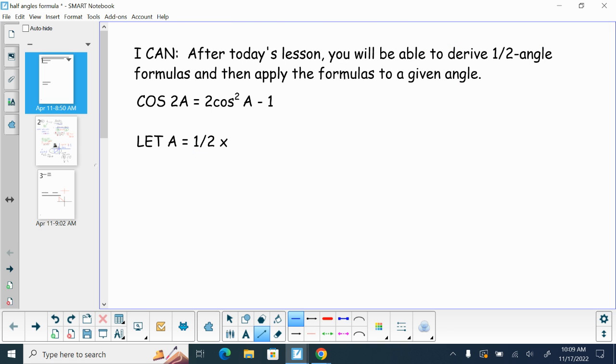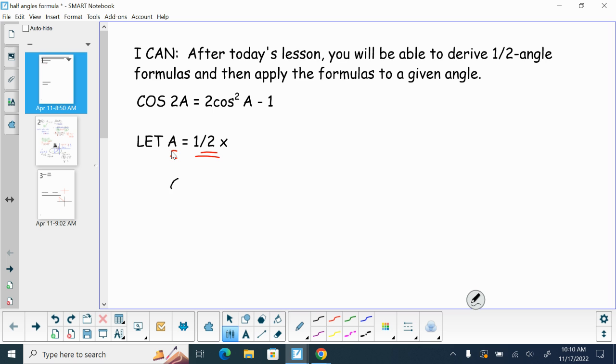Okay, we dealt with double angles. Today we're going to deal with half angles. We got double angles, we got half angles. What we're going to utilize is the double angle formulas for each of the half angles. The cosine of 2a. One of the definitions of the cosine of 2a is 2 cosine squared a minus 1. This is what we talked about yesterday. One of our definitions for double angle cosine. We're going to let a equal 1/2 x.